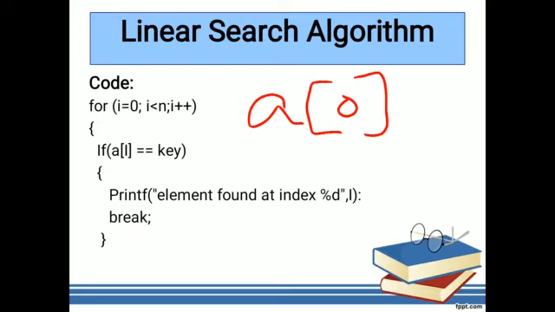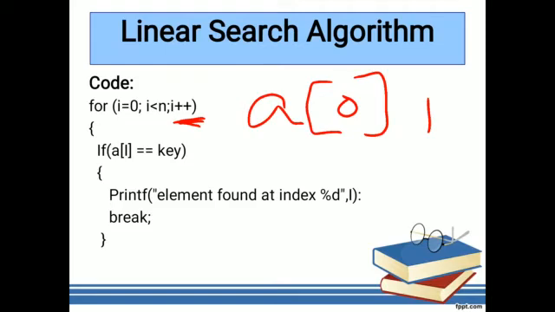So for example, if the element is not found, then what will happen? It simply increments the index value by 1. Now the 0 value is incremented to 1, that is A of 1. Now A of 1 is compared with the key element.